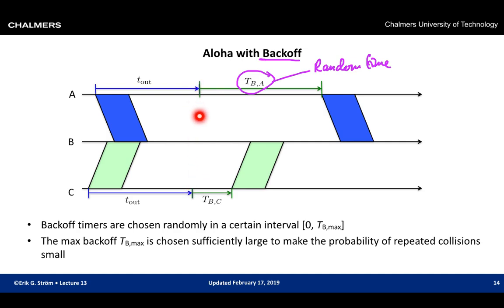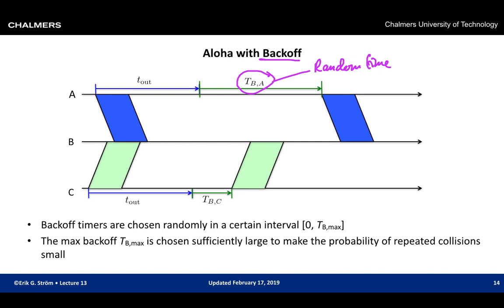If C and A choose the same backoff time, we haven't solved the problem. They need to choose different backoff times so that their future frames will not collide. That's why the backoff time has to be randomized, and it is different from time to time. Station A picks a backoff time here. The next time station A needs to back off, it selects a new backoff time. So it's not fixed forever; we select it on demand, so to say.